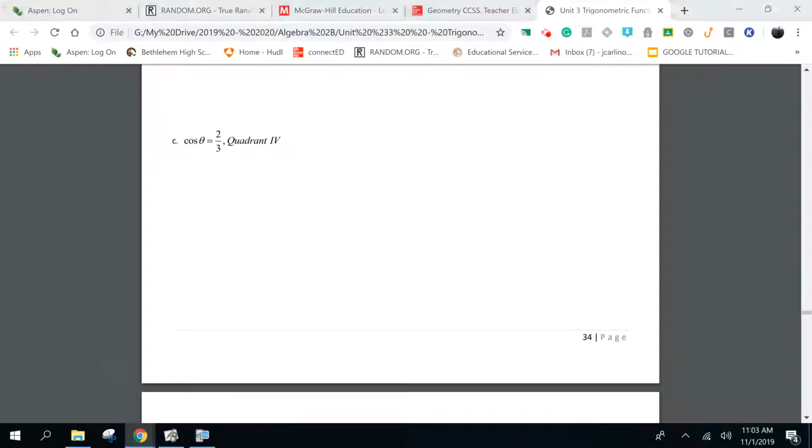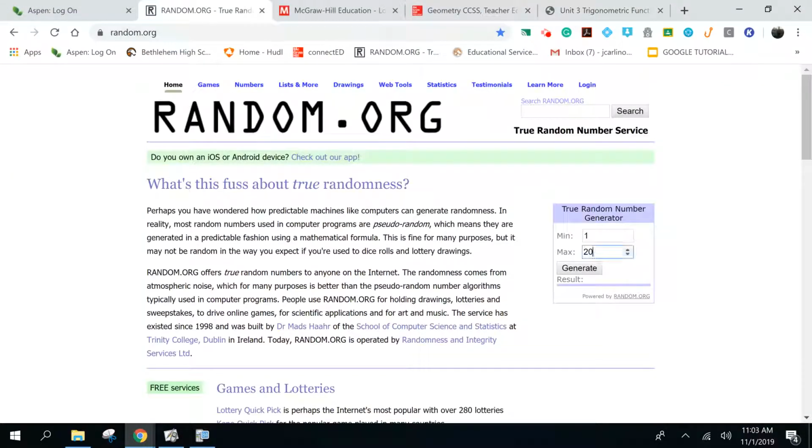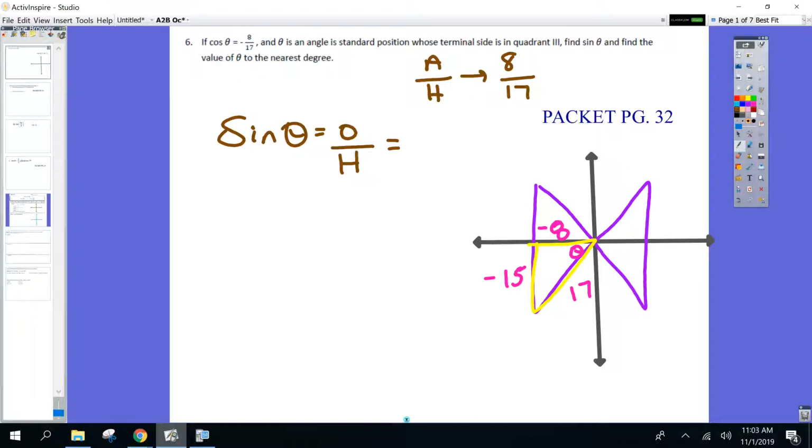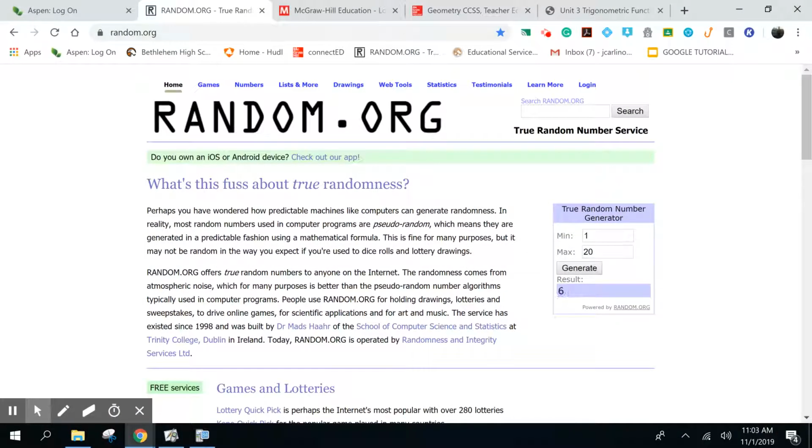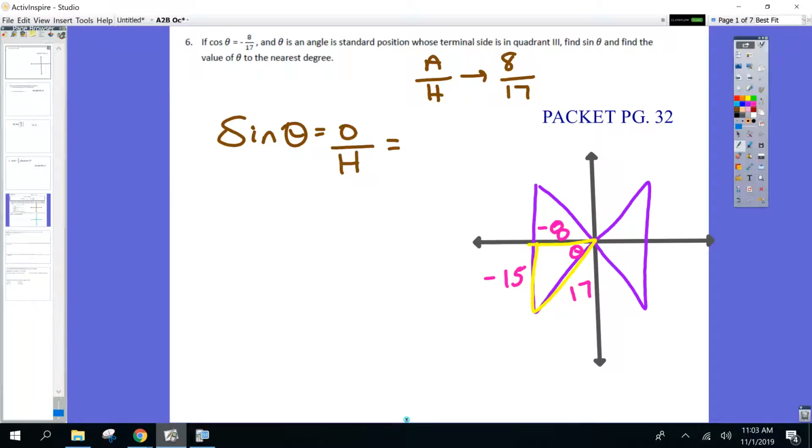All right, going over to you guys now. Here we go, number 9. How about 6? Opposite side of my reference angle. Negative 15 over hypotenuse, 17. So there's your sine value. Done? Any issues? Maybe the toughest part is, now actually find theta to the nearest degree.